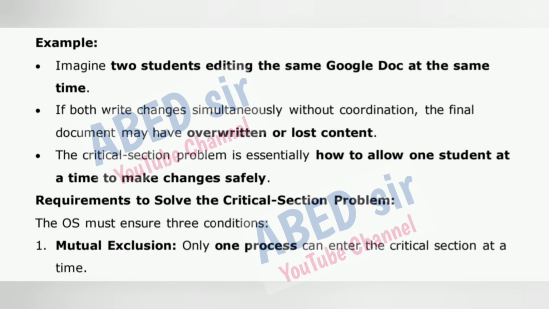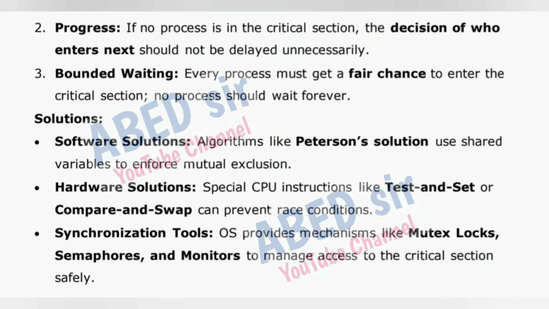Requirements to solve the critical section problem. The OS must ensure 3 conditions. 1. Mutual exclusion. Only one process can enter the critical section at a time. 2. Progress. If no process is in the critical section, the decision of who enters next should not be delayed unnecessarily. 3. Bounded waiting. Every process must get a fair chance to enter the critical section. No process should wait forever.